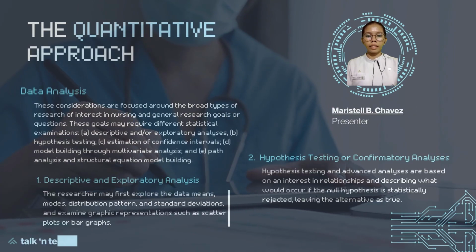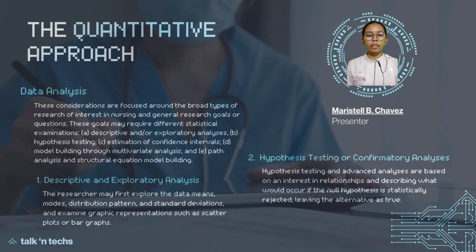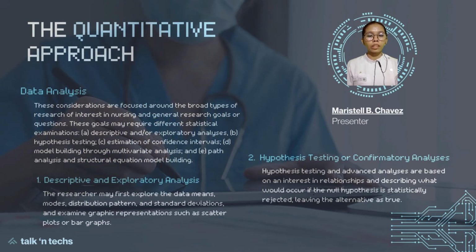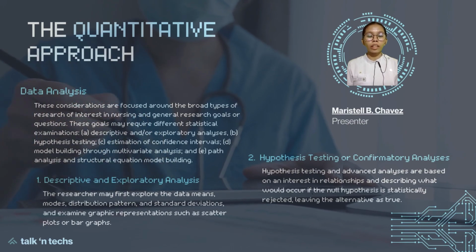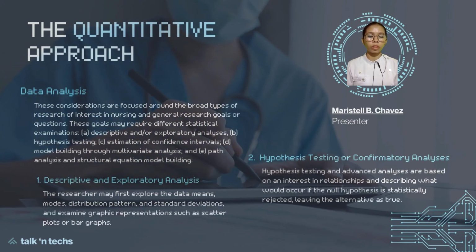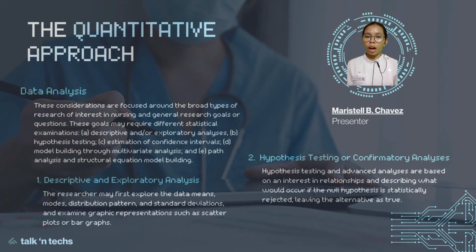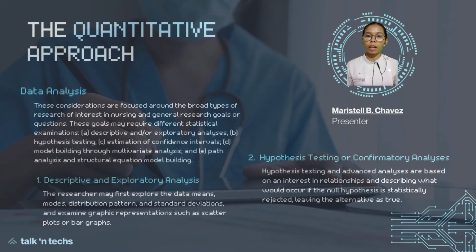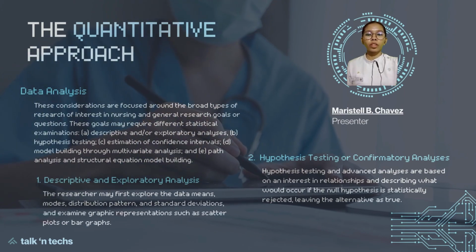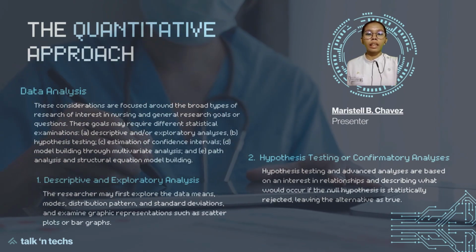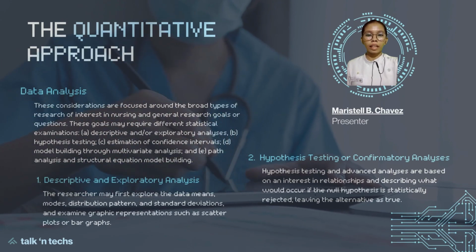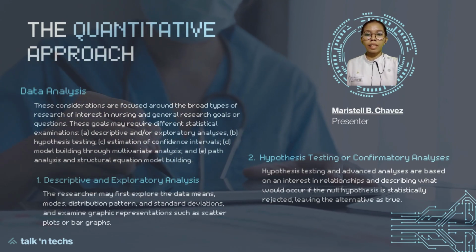Next is data analysis. There are many ways to consider data analysis. These considerations are focused around the broad types of research of interest in nursing and general research goals or questions. These goals may require different statistical examinations, for example: A. Descriptive and/or explanatory analysis, B. Hypothesis testing, C. Estimation of confidence intervals, D. Model building through multivariate analysis, and E. Path analysis and structural equation model building.